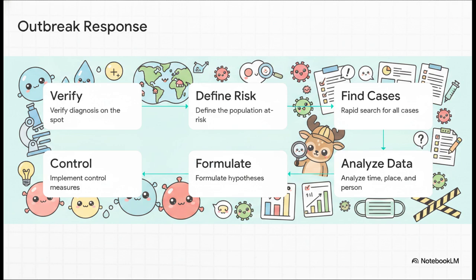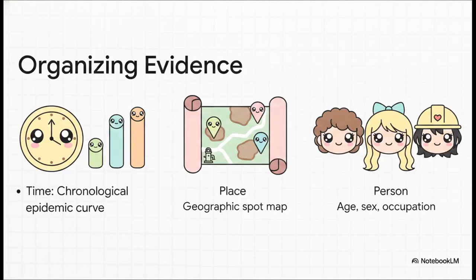Then, they actively hunt for all cases, interviewing people with detailed epidemiological case sheets to track every single symptom and interaction. With all that data, they analyze the patterns, formulate a solid hypothesis about the source, and finally they implement control measures to stop the spread cold. To make sense of all that raw, frankly chaotic data gathered from patient interviews, disease detectives organize their evidence around three classic parameters: time, place, and person.